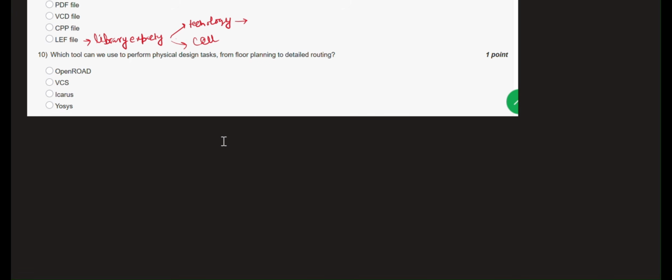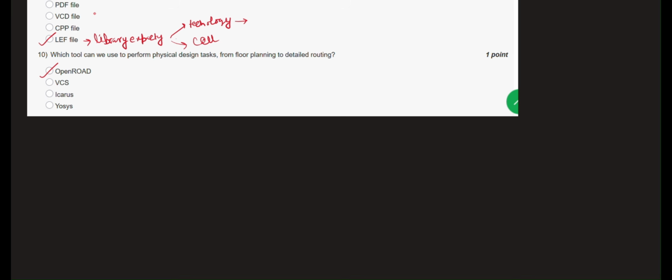Next, which tool is used to perform the physical design task? Clearly, the answer is OpenROAD. Very much clear here. OpenROAD is my answer. It is a tool that we use to perform physical design tasks. Let's look at the other options. Icarus and VCS. Icarus is Icarus Verilog, used for RTL work. VCS, sorry, I said VCD. VCD is value change dump, something like that.